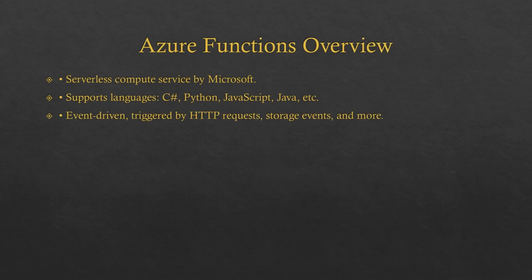Now let's look at Azure Functions. This is Microsoft's serverless offering that allows you to execute code in response to events or HTTP requests. Like AWS Lambda, it supports multiple programming languages including C Sharp, Python, and JavaScript.